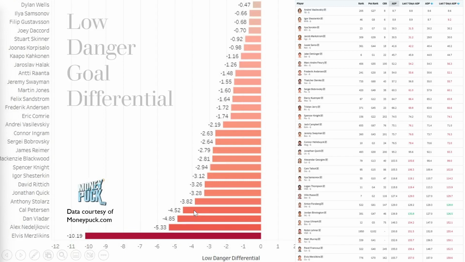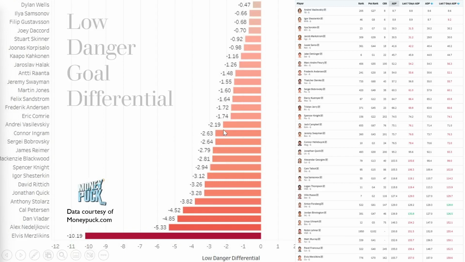Cal Peterson, we see him on this list, and that probably explains his goals saved below expected. Stolarz is really good at high danger chances, but also pretty bad at low danger chances as well. Shesterkin, that could just be a little bit of early season struggles. The team hasn't been playing completely up to their standards. They're not bad at all, but they're not on top of their game like they were last year.